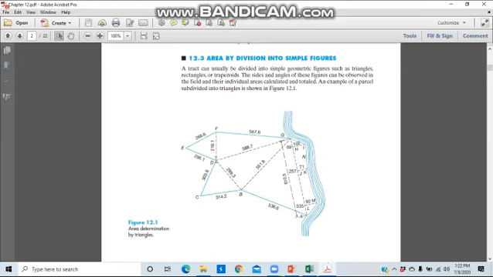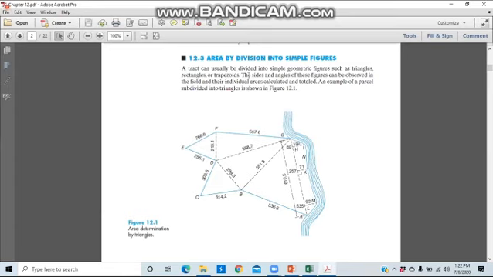Now you have seen in this figure that there are triangles. You have divided this area into triangles, but here is some area which is just an irregular shape. So we will see how we can calculate the area of this irregular shape portion, and then add it to the triangles and calculate the whole area, right?